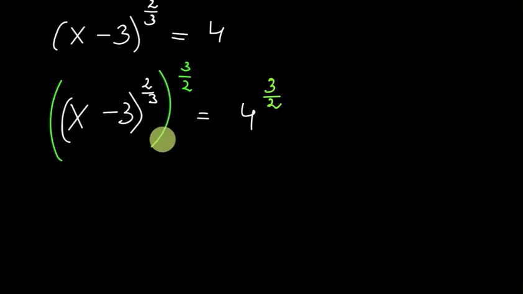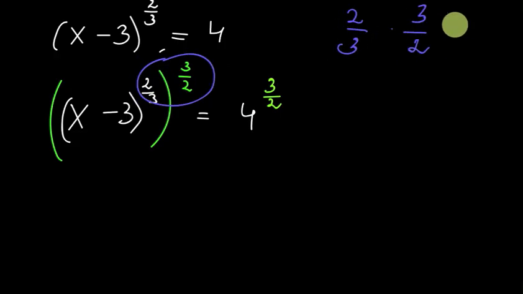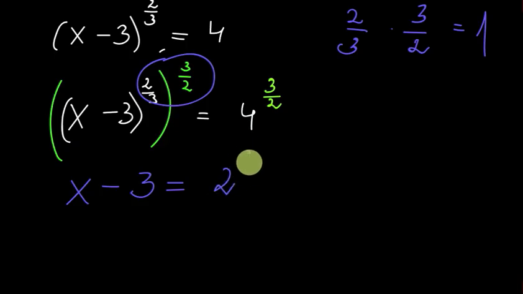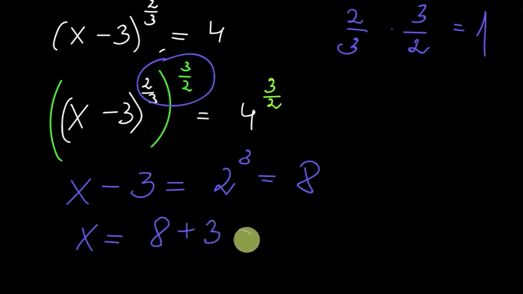Okay, so this, let me take another color. This will give us 1, because we need to multiply these two fractions, and that is 1. Okay, so this is x minus 3, and once we took the square root of 4, this will give us a 2. So 2 to the power of 3 is equal to 8, and x is equal to 11, because 8 plus 3 is equal to 11.